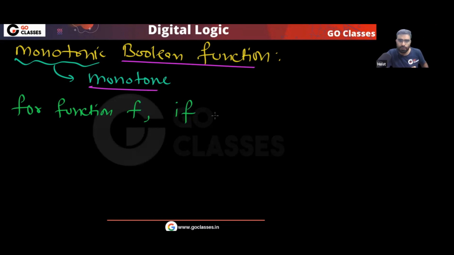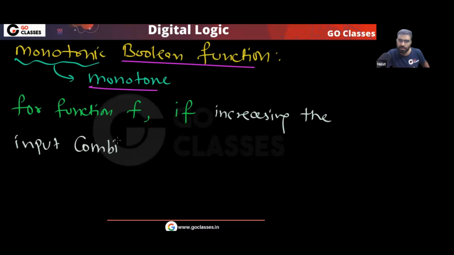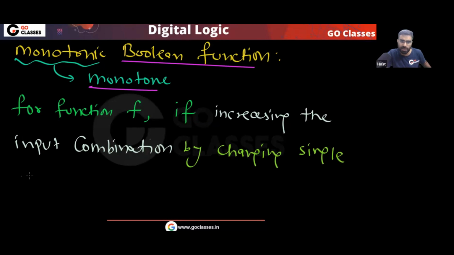if you increase the input combination, notice, when I say increasing the input combination, it simply means by changing a single bit from 0 to 1, or I can say by changing a single input from 0 to 1. Is this clear? See what I'm saying.